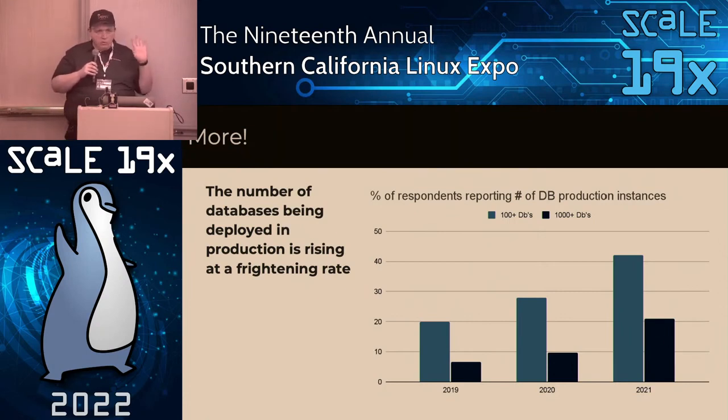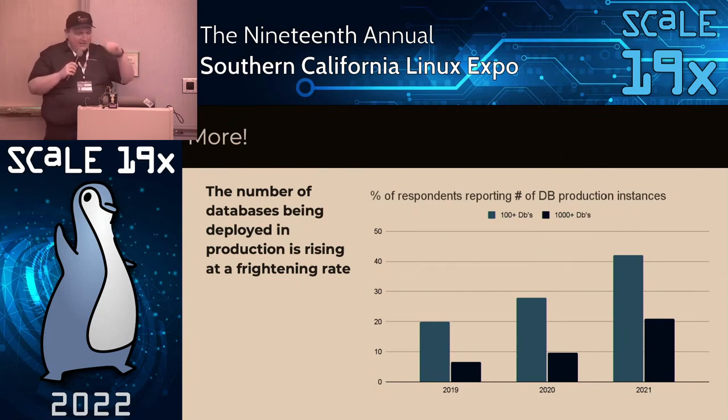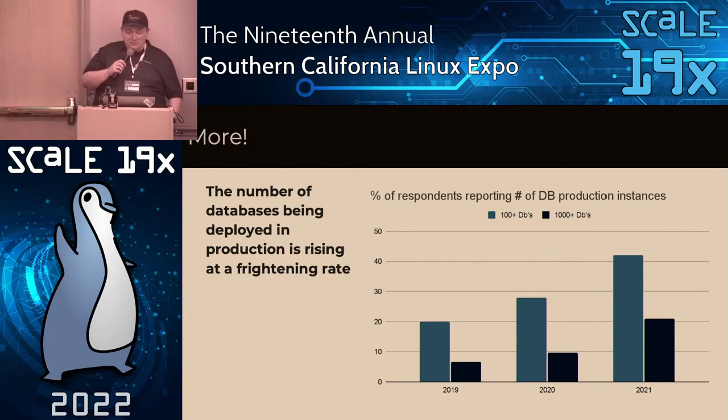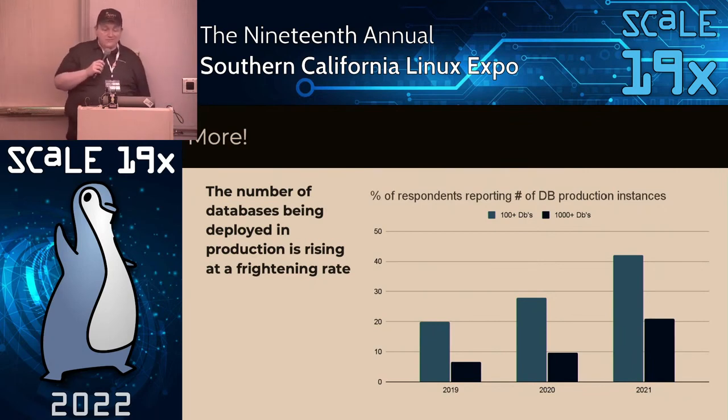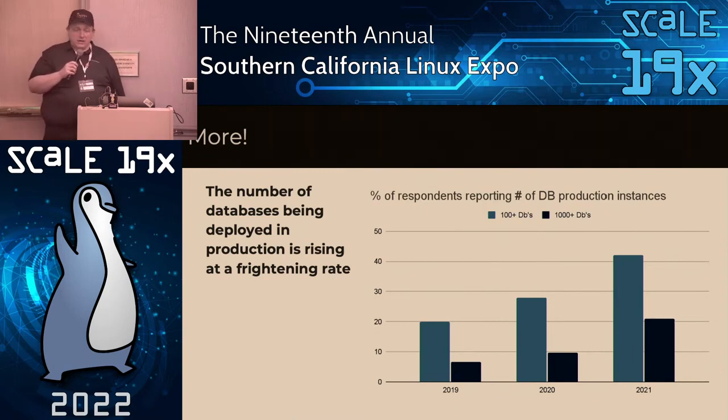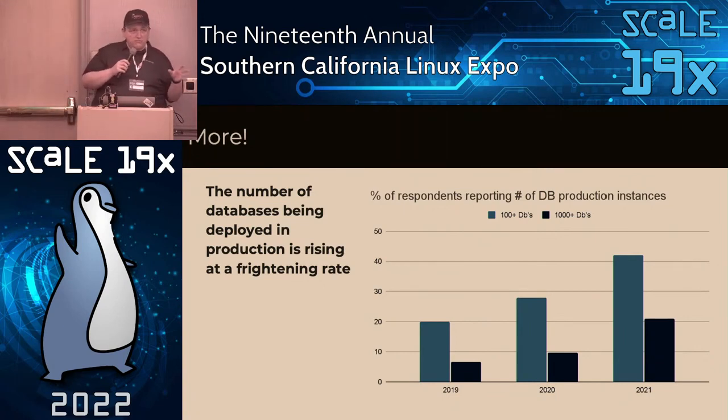How many people have more than 100 databases in their production infrastructure? Wow, nobody? Wow. Okay, well, so again, back to our survey here. You look at the data. 40% of those who responded had more than 100 databases that were running in production, and almost 20% had more than 1,000. And this is actually driven by kind of the cloud native microservice movement.